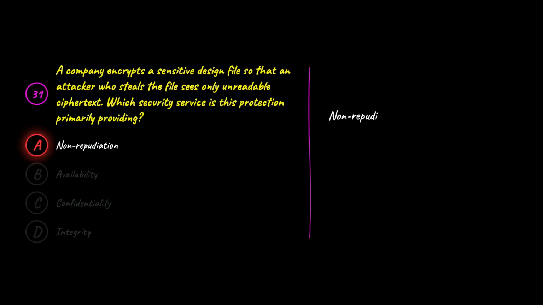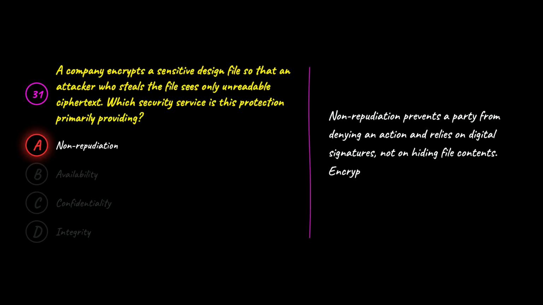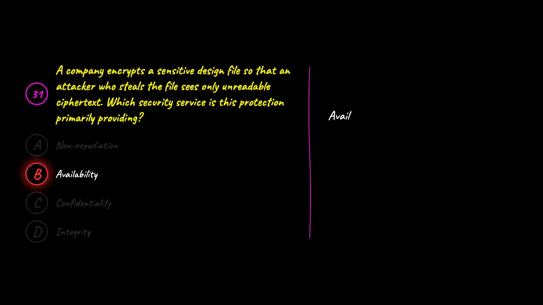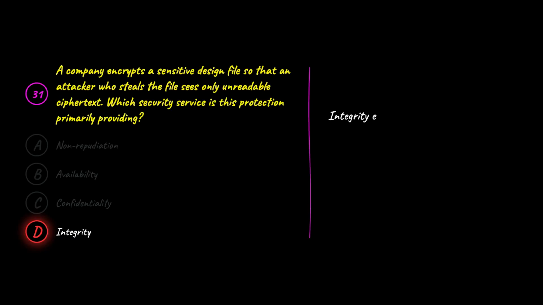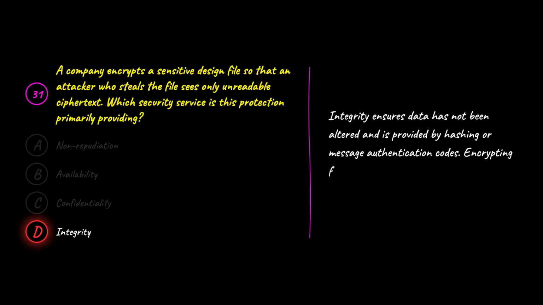A is wrong because non-repudiation prevents a party from denying an action and relies on digital signatures, not on hiding file contents. Encrypting for secrecy is not about proving who did something. B is wrong because availability ensures data is accessible when needed and is not primarily a cryptographic service. In fact, a lost key can harm availability rather than provide it. D is wrong because integrity ensures data has not been altered and is provided by hashing or message authentication codes. Encrypting for secrecy addresses readability, not tamper detection.